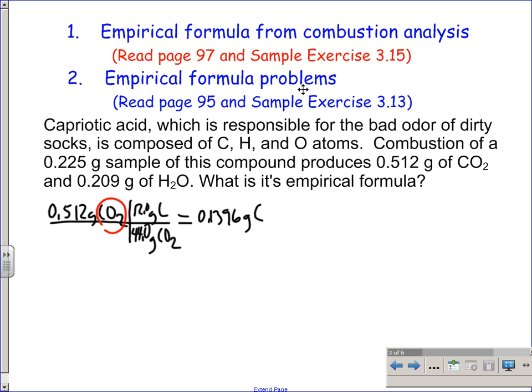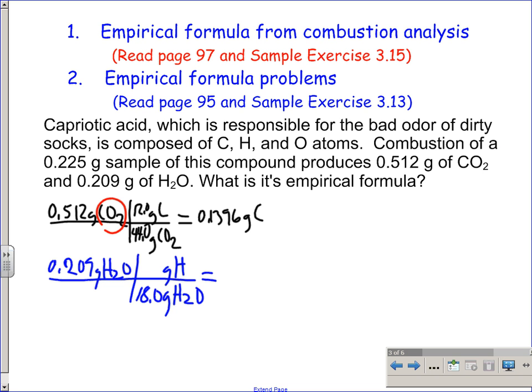If I do the same thing with the water, remember I have 0.209 grams of H2O. I can use the same mathematical relationship to go from the grams of water to the grams of hydrogen in the water. If I have a 1 mole sample, I know I've got 18.0 grams of water. And since it's H2, I know I have 2.0 grams of hydrogen.